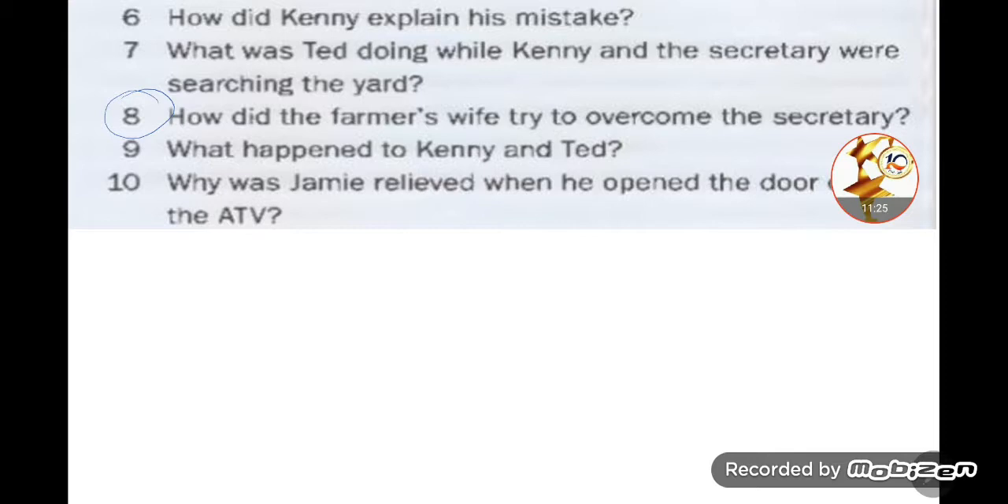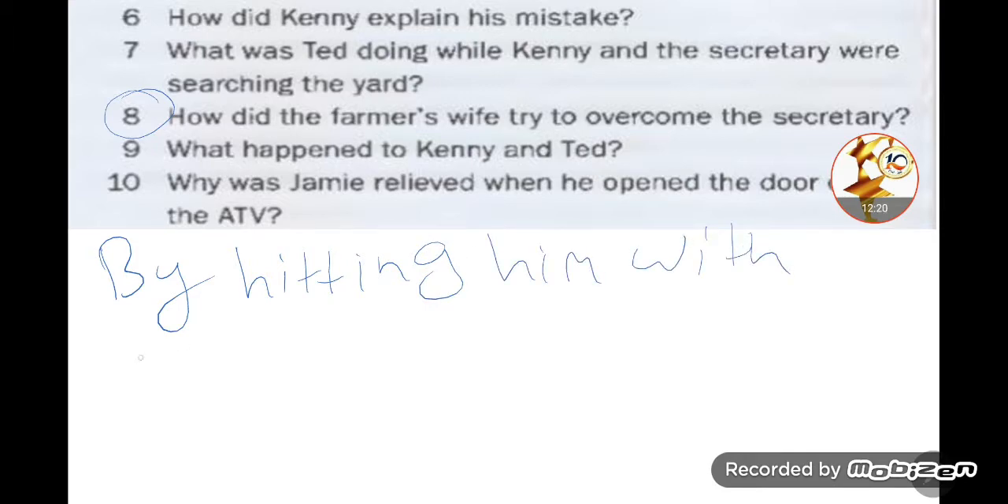Now we move to number 8. It asks: how did the farmer's wife try to overcome the secretary? Didn't we say there was a brave woman who was hitting the secretary with a heavy stick? Of course, we knew she is the wife of the farmer. How did she try to overcome him? By hitting him with a stick.